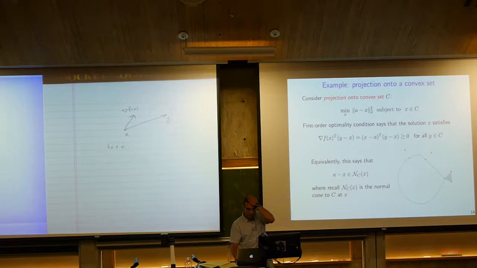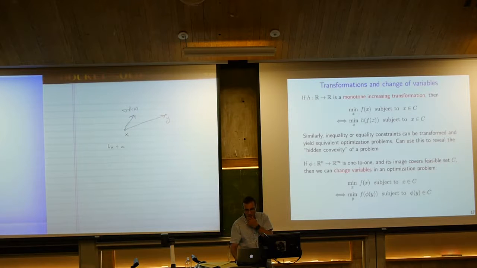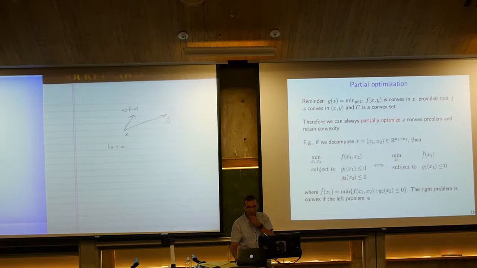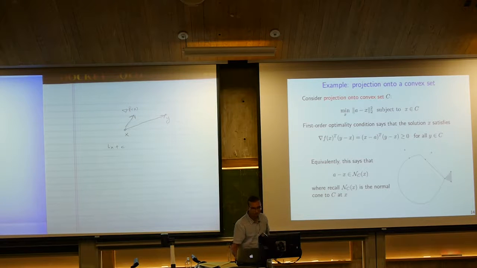Let's see, what did I say in these last few slides? Yeah, let me get through partial optimization and then transformations. So I'll skip over this example. This is just writing out the first order optimality condition for the projection problem onto a convex set, where that's f of x. So in that case, it says something very natural, and we'll revisit projections, or you can read through this slide.